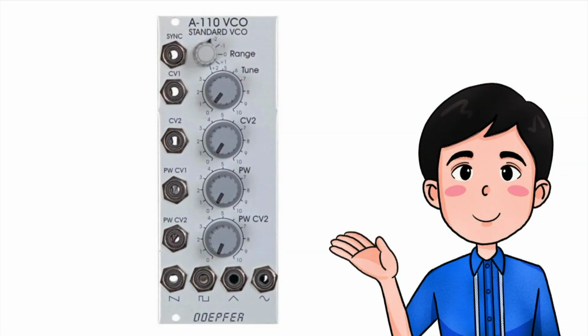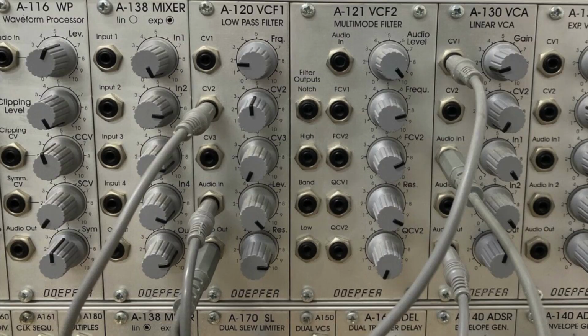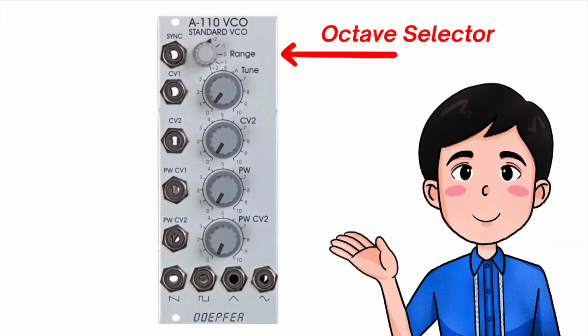Let's now take a look at the Doepfer VCO module as a reference. Manual controls: the frequency can be adjusted manually using a potentiometer, usually labeled tune, pitch, or frequency. Manual controls, such as those from the keyboard, go into the CV1 input, while automatic controls, like the envelope or LFO, go into CV2.